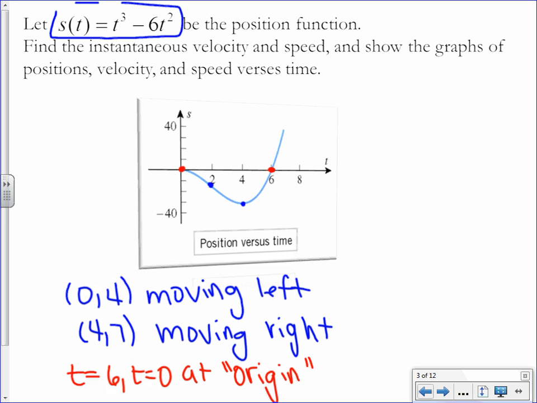From 4 to 7, we are increasing, which means positive velocity. We are concave up, which means positive acceleration. So we're speeding up. Okay.